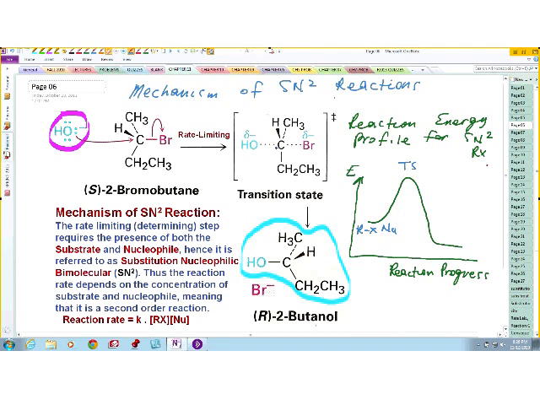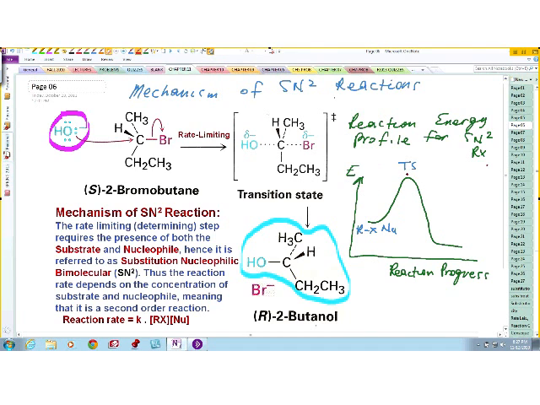In the transition state, what is happening is the oxygen is bonding to the carbon, and at the same time the bromine is leaving. Okay, that's what we are showing here. So the transition state is at the point at which the oxygen is bonding to the carbon and bromine is leaving at the same time. So this particular reaction has only one transition state.